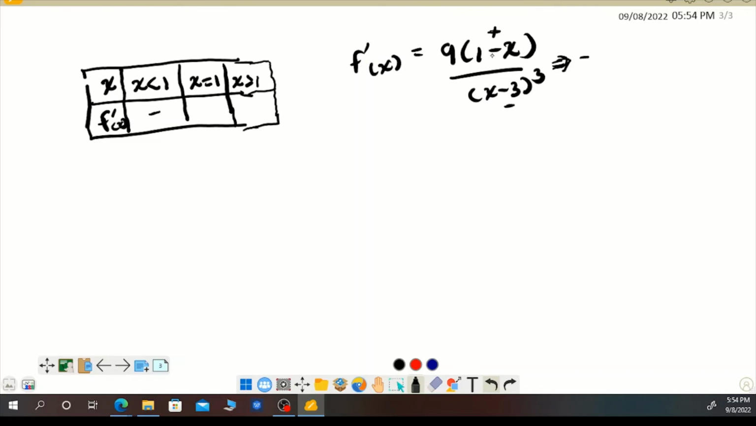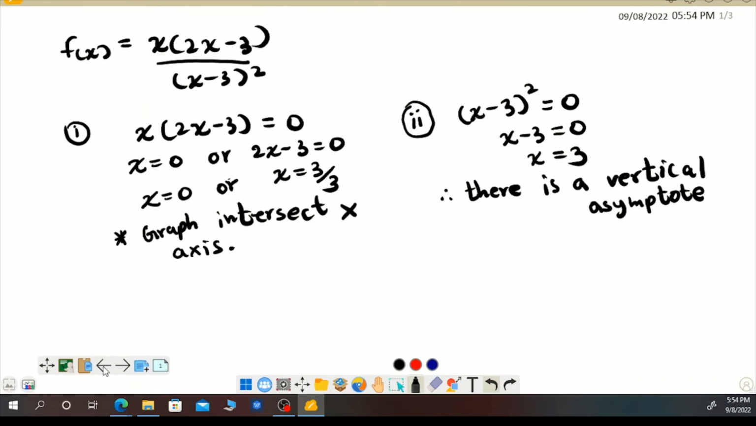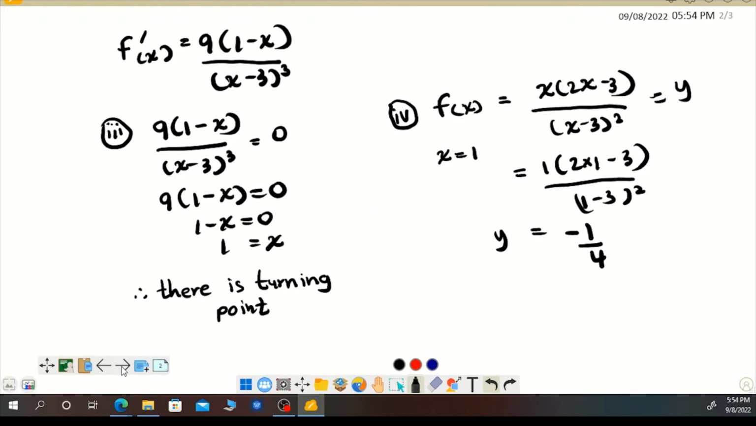When x equals 1, as you can see, 1 minus 1 is 0, then f dash x equals 0. When x is greater than 1, like 2, then 1 minus 2 means negative. So when x is greater than 1, 1 minus x is negative, and this value... asymptote, I think we missed something. What is an asymptote? At x equals 3 there is an asymptote.